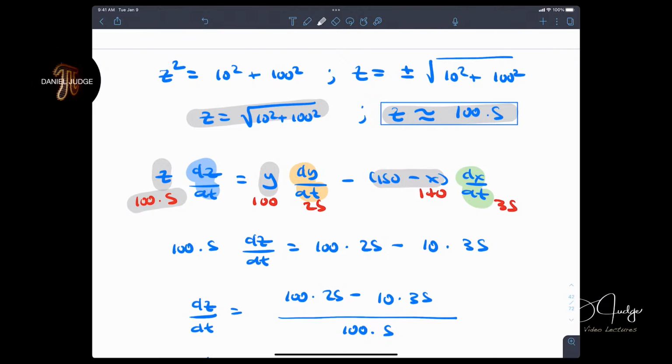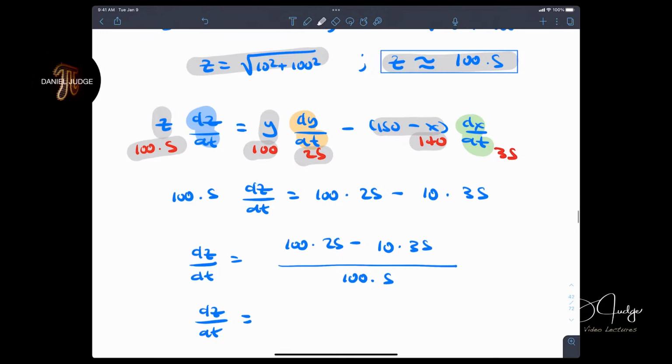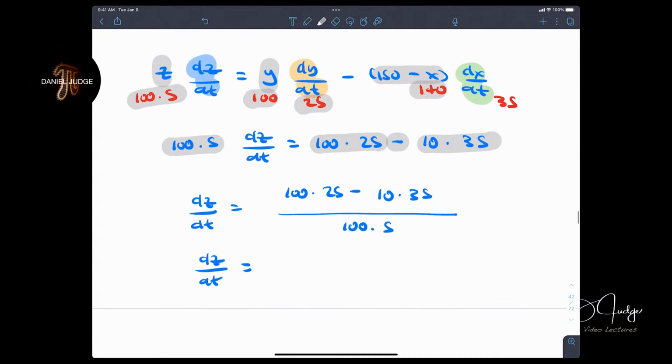y is 100. dy dt is 25. I'm looking at this here. Minus 150 minus 140. That's going to give you 10. And then that's times 35. So all I did was put these values here. Solve for dz dt. And you have the 100 times 25 minus 10 times 35 divided by that 100.5. And that's going to give us, solving for this dz dt that we're looking for.